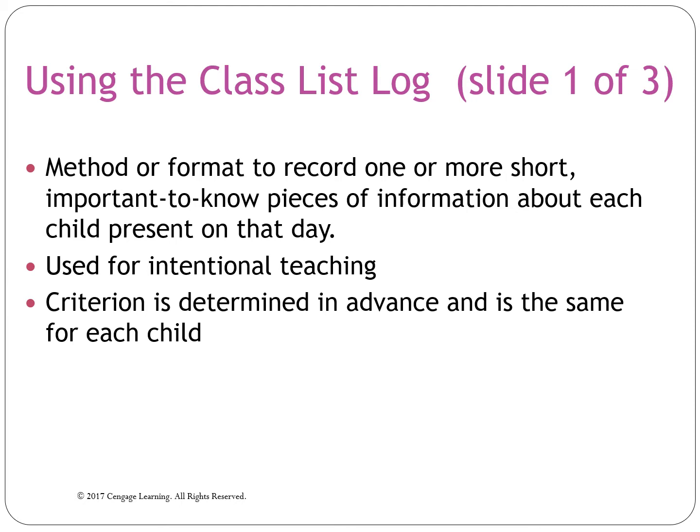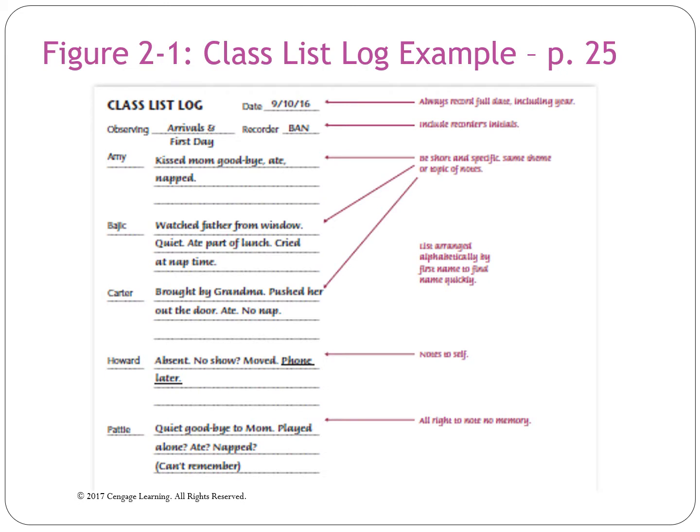The class list log is a method or a format to record one or more short, important to know pieces of information about each child. It's designed to be quick and easy, and it provides information on each child in the group or in the class. The class list log criterion, or what it's going to measure, is determined in advance. So you already know what you're going to say, and it's the same for each child. So for Bobby, you don't measure the color shirt he's wearing, and for Susie, you don't measure the number of pieces of jewelry. You're measuring the same thing for every child that's in your class.